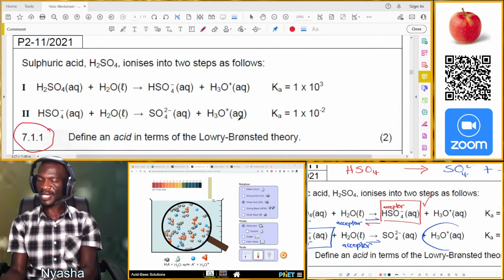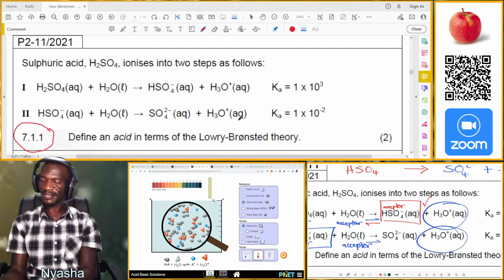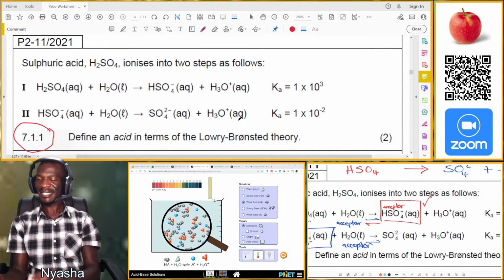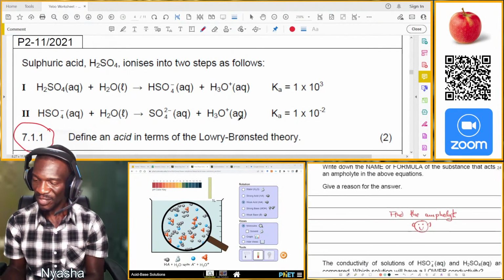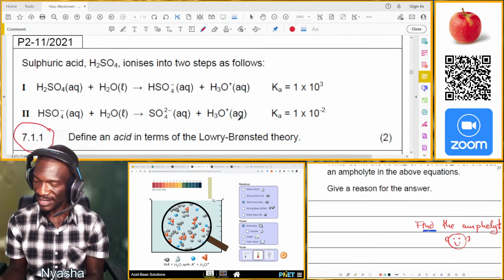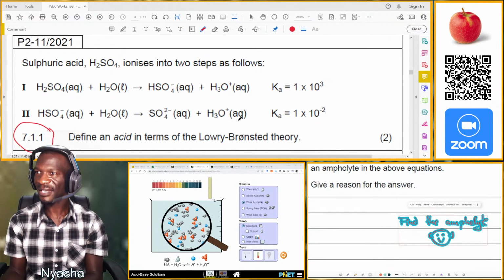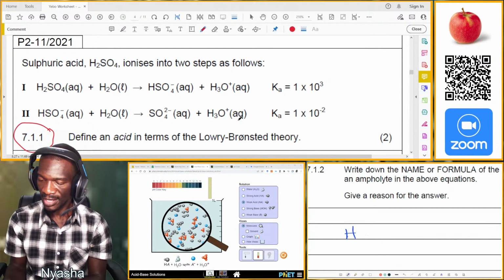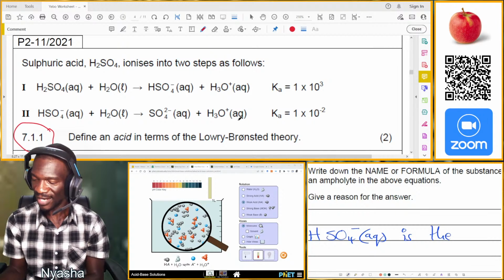So you now look at H3O, the hydronium ion. It appears in both chemical reactions. Now ask yourself, is it a donor or an acceptor in these two chemical reactions? So in this part of the exercise, we can now say we have found the ampholyte. So which is the ampholyte in this chemical reaction? HSO4 minus is the ampholyte.